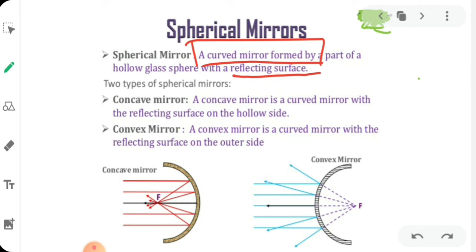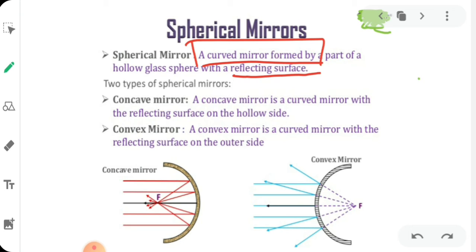A concave mirror is a curved mirror. Here we can see properly in the diagram. We had seen this in the first slide, and I showed it in the second slide too, and now I am talking about the same thing. A concave mirror is a curved mirror.